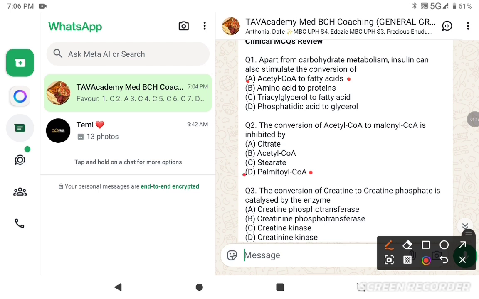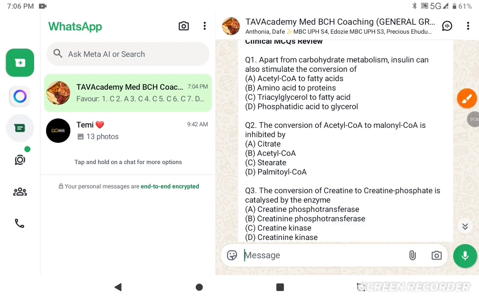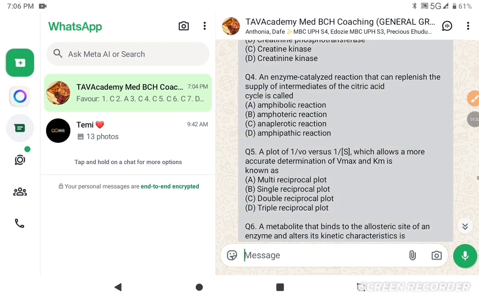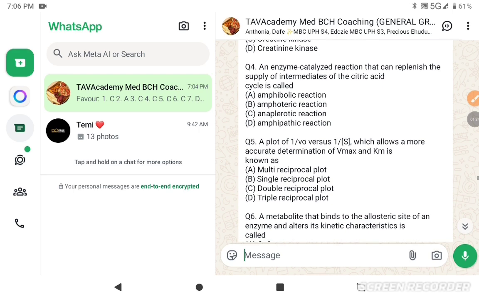Then question 3 says, the conversion of creatine to creatine phosphate is catalyzed by the enzyme creatine kinase. That's option C. So A, D, C for question 1, 2, 3. Let's go to the next set of questions now. Question 4, 5, and 6. Let's do 4, 5 first.